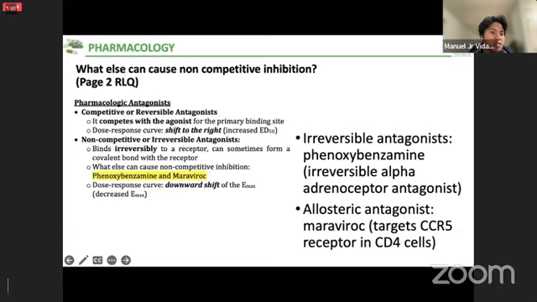Next would be, what else can cause a non-competitive inhibition? So I think that there was a question in one of the bullet points in the right lower quadrant. Some of the examples of non-competitive inhibition can be phenoxybenzamine, which is an irreversible alpha antagonist, and maraviroc, an allosteric antagonist that targets your receptors in CD4 cells. So these are some of the examples, but you can have other drugs as well for non-competitive inhibition.